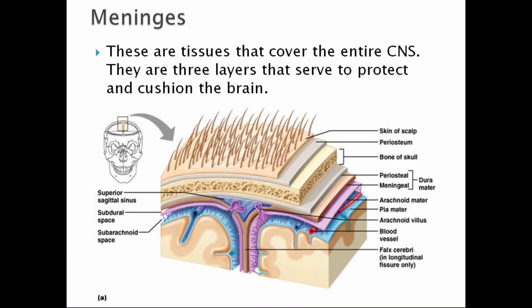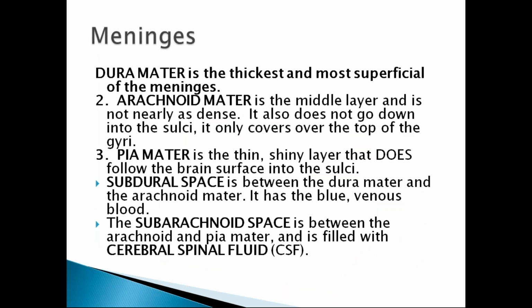So moving on, the meninges. These are tissues that cover the entire central nervous system. There are 3 layers that serve to protect and cushion the brain. The dura mater is the thickest and most superficial of the meninges. The arachnoid mater is the middle layer and is not nearly as dense. It also does not go all the way down into the sulci. It only covers over the top of the gyrus.